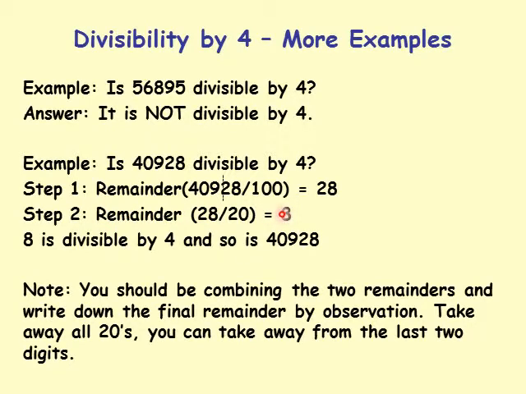Okay? And also you can look at this number here, 40928. We got 28 here, the last two digits, which are the remainder. And to divide by 20, take the remainder, this 2 becomes 0 here. We take 20 out of 28, leaving 8. So you could have said, right from here, that 8 would be the last remainder, and 8 is divisible by 4, and so is 40928.